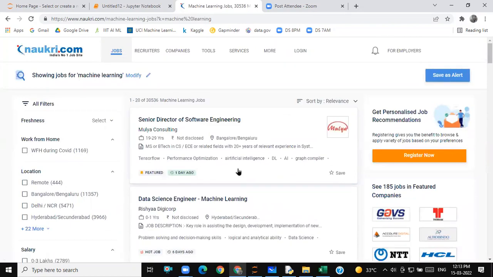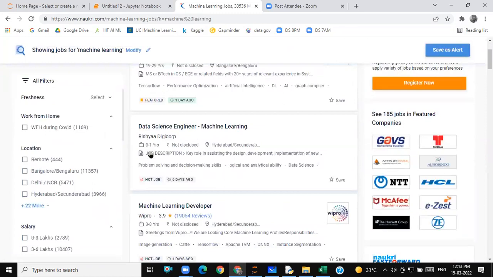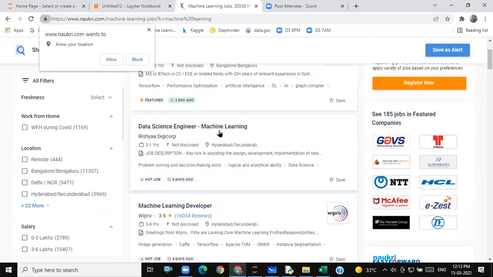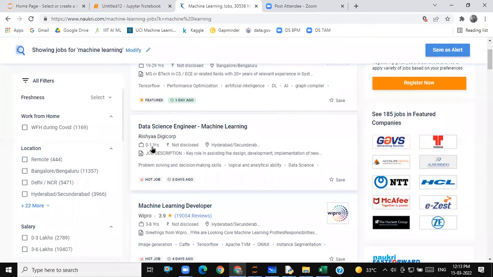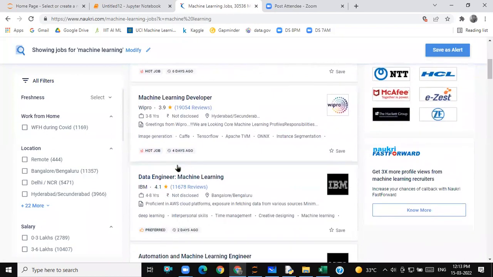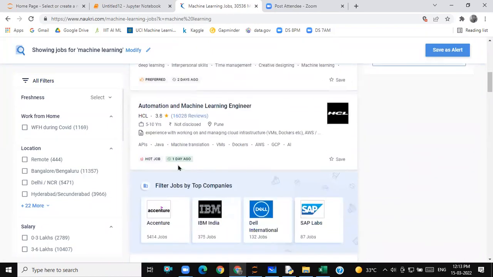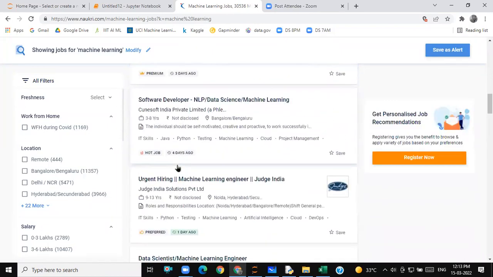These are only machine learning jobs. If you can see, a data science engineer role, or machine learning, is asking for around 0 to 1 years of experience. For a machine learning developer, they're asking for a minimum of around 3 years of experience. Yes, we have the jobs.